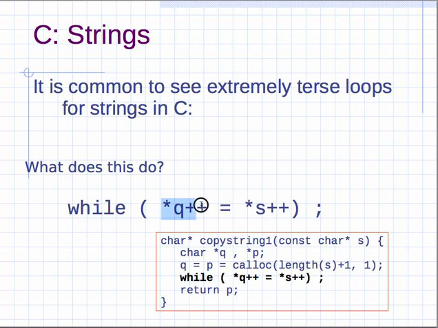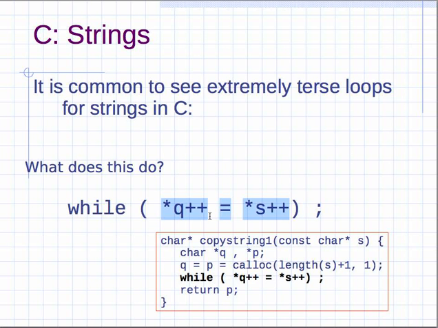And remember that the value of this whole assignment expression is the value of the right-hand side. So eventually when you do get to the null termination, the value of this whole thing is null, which is 0, which is false. And so you exit the loop. So that's how, once you hit the null termination character, you exit a loop like this.